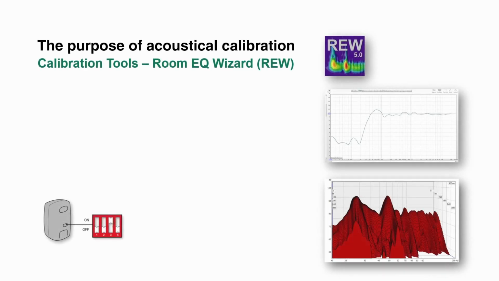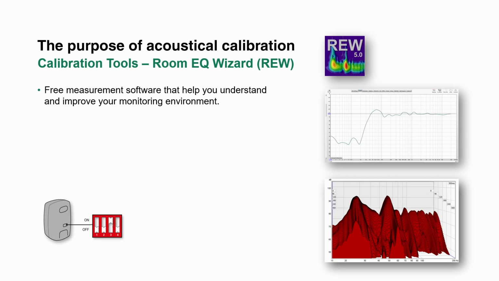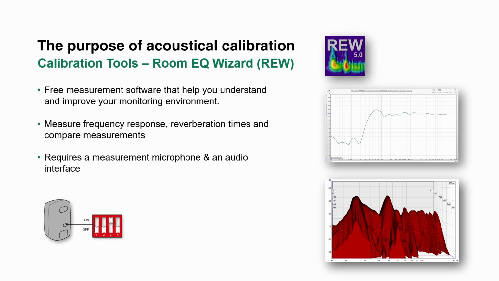If you want to glean even more information about your monitoring system and the effect that the room is having on it, then you can use an additional piece of measurement software. An excellent piece of free software is Room EQ Wizard. This gives you a number of insights into the frequency response, the RT60 or the decay within a room. You will need some additional pieces of equipment to get the most out of this.